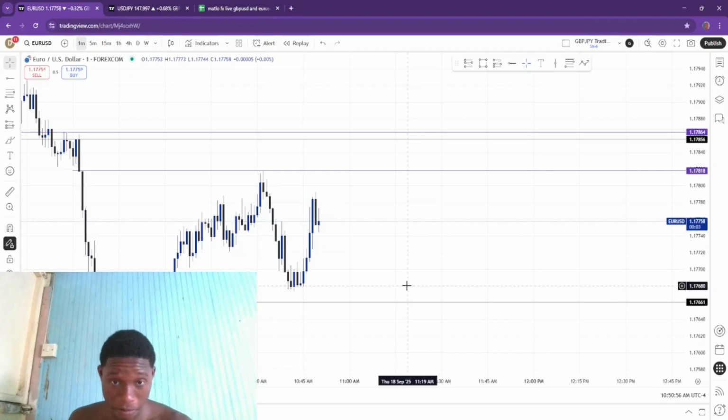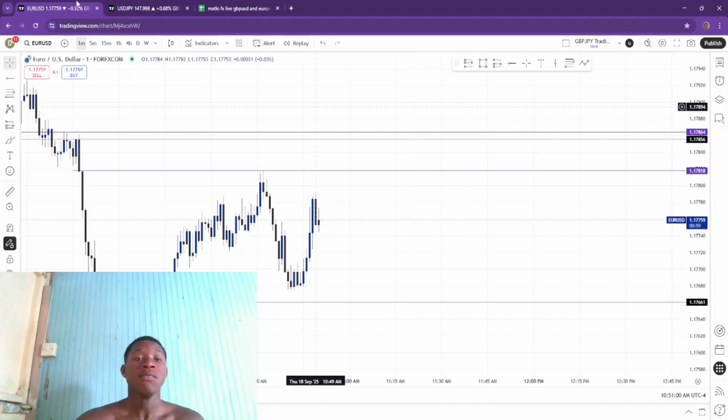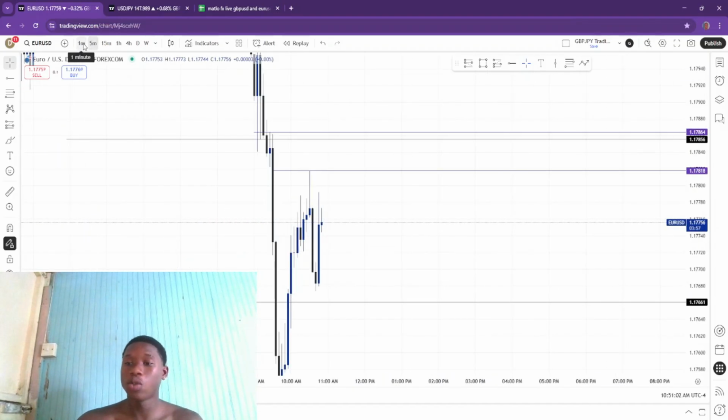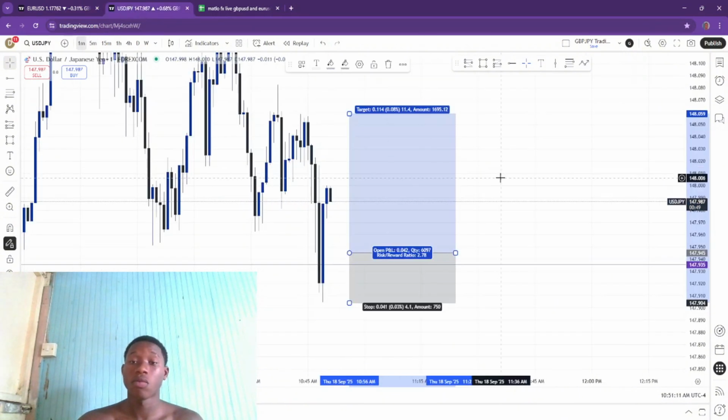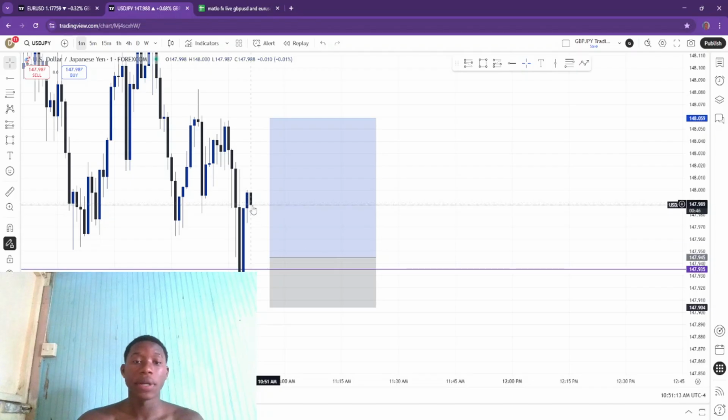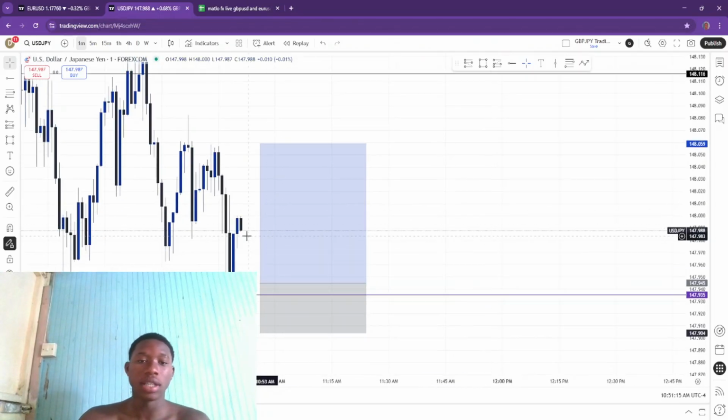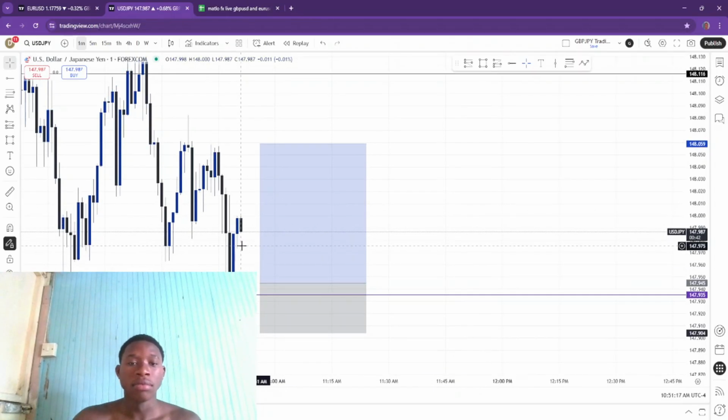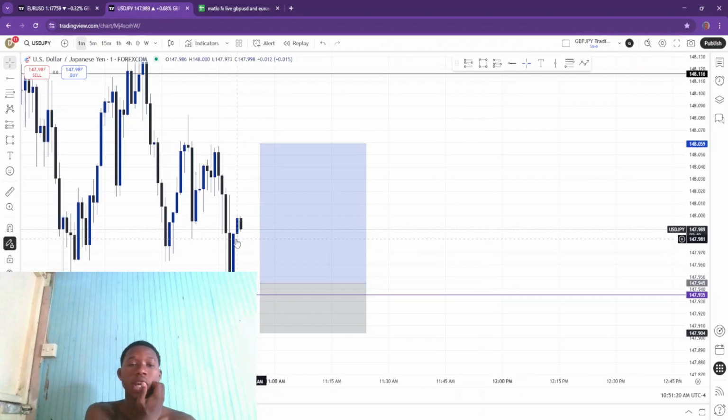1 minute on USD JPY. How many minutes to close? 3 more minutes. Up then a down. If that creates a down, then that's a new high. Doesn't look like price is trying to do anything.